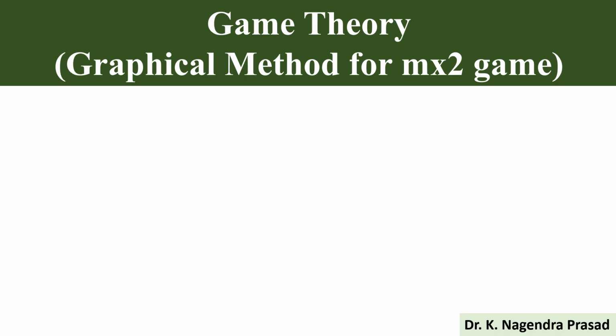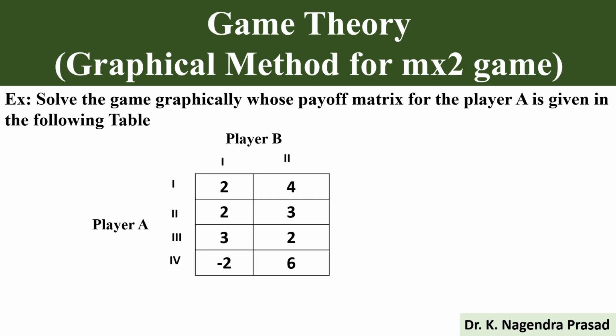In the present video, we will discuss the graphical method for m/2 game with the following example. Let's see the problem. Solve the game graphically, whose payoff matrix for the player A is given in the following table. Here, player A has 4 strategies and player B has only 2 strategies. So this game is an m/2 game model. Let's see the solution.